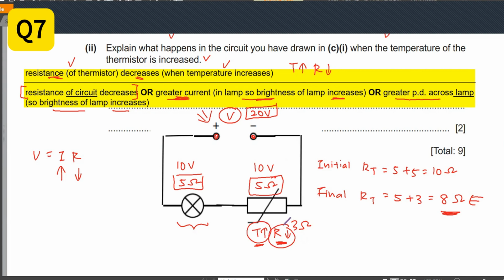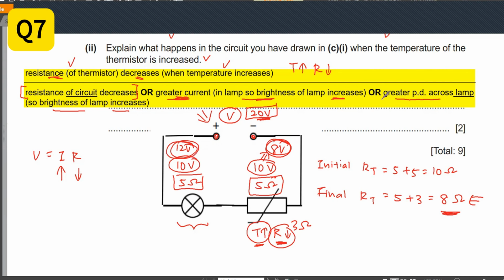When the resistance decreases, it needs less energy to push the electron. So now, let's say it reduced to 8 volts. Here, it will become 12 volts because the total voltage will be the same. If here it uses less energy, here it will use more energy.